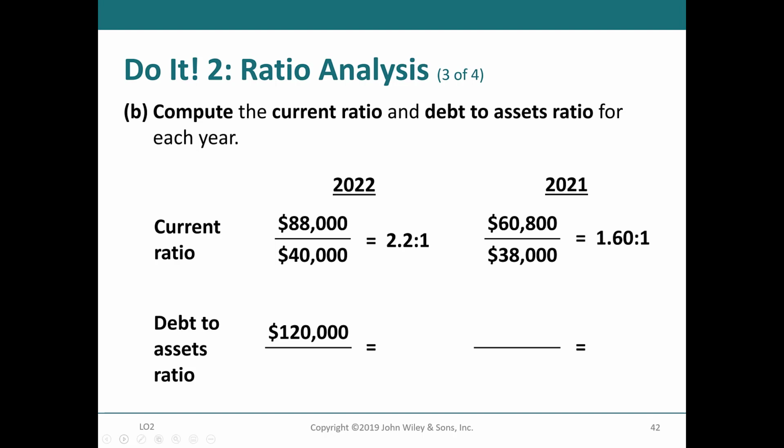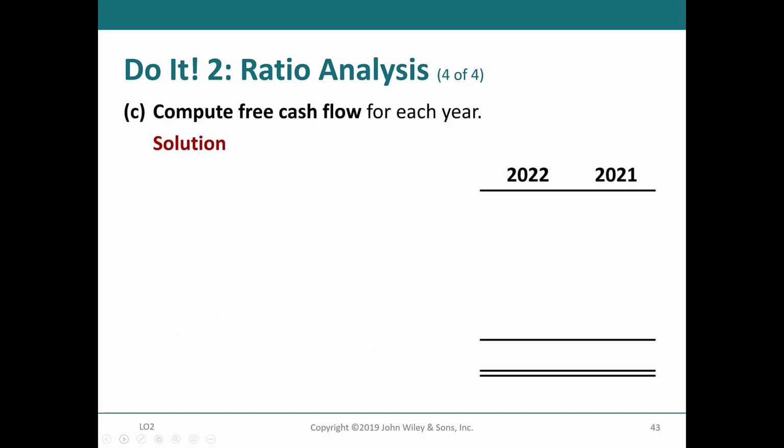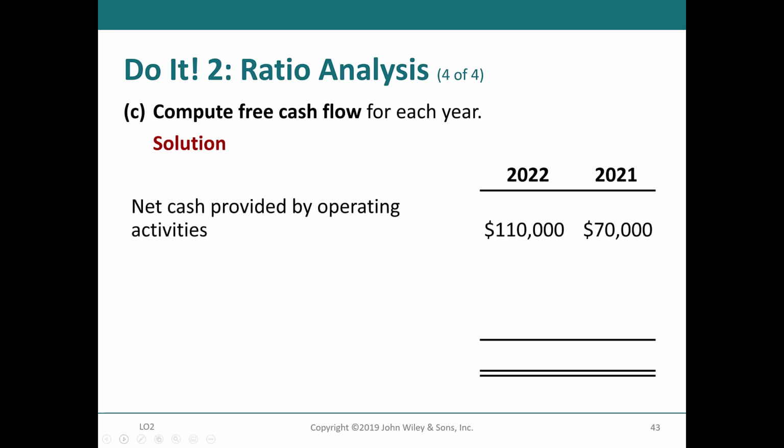Debt to assets ratio, there we have our total liabilities divided by total assets. And let's see what we have. 30%. That looks good. Okay, and that's 44% for 2021. And now we're going to calculate our free cash flow for each year.